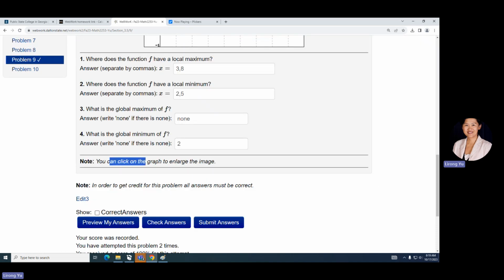It's a little bit picky because you have to get all of them right to get credit. So as long as one of the answers is wrong, you'll get a 0. Does that answer your question?